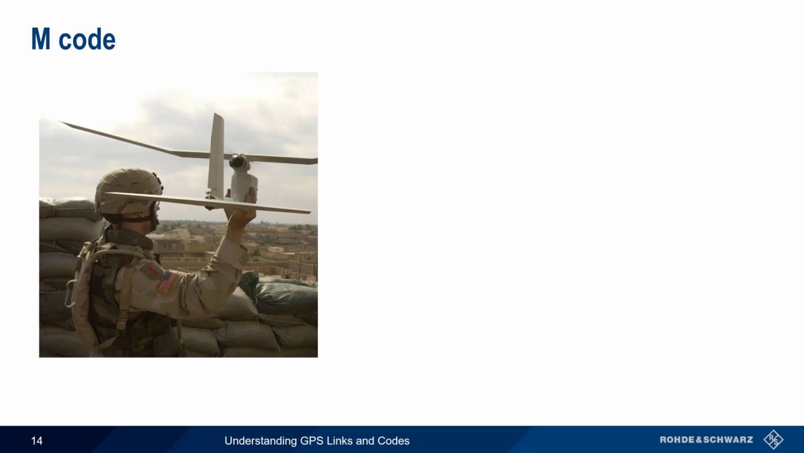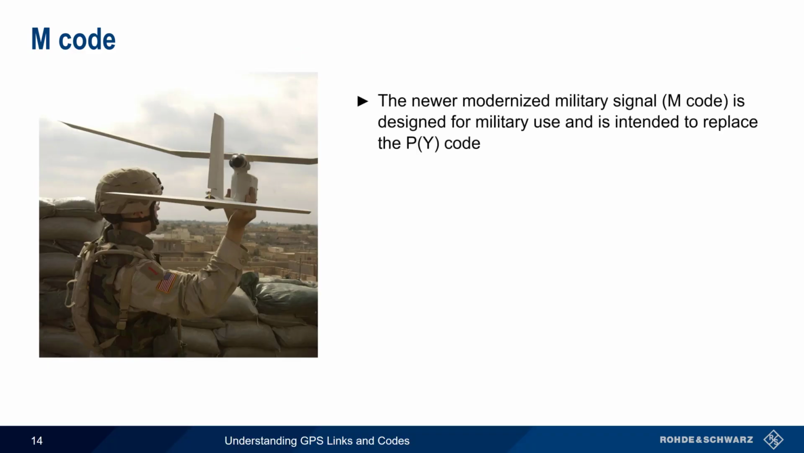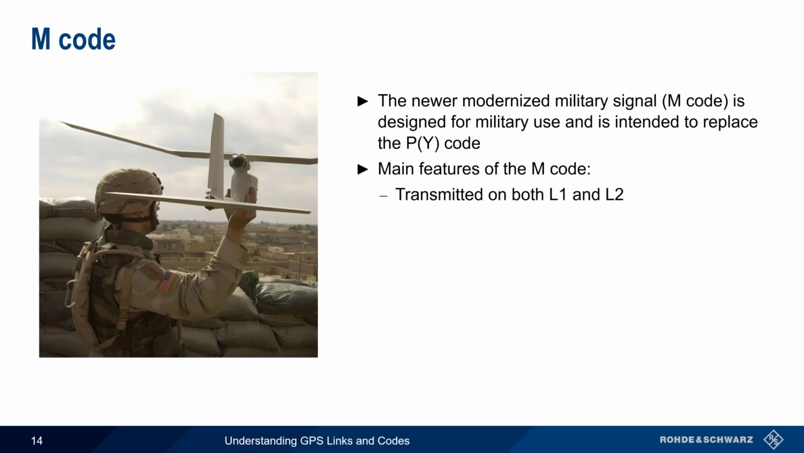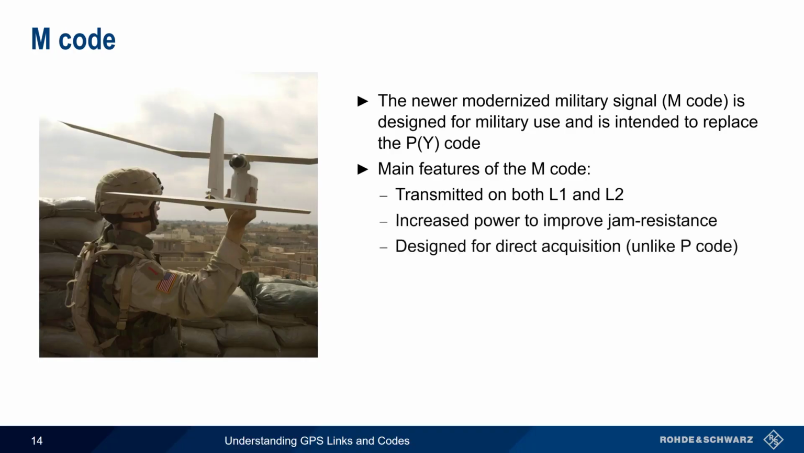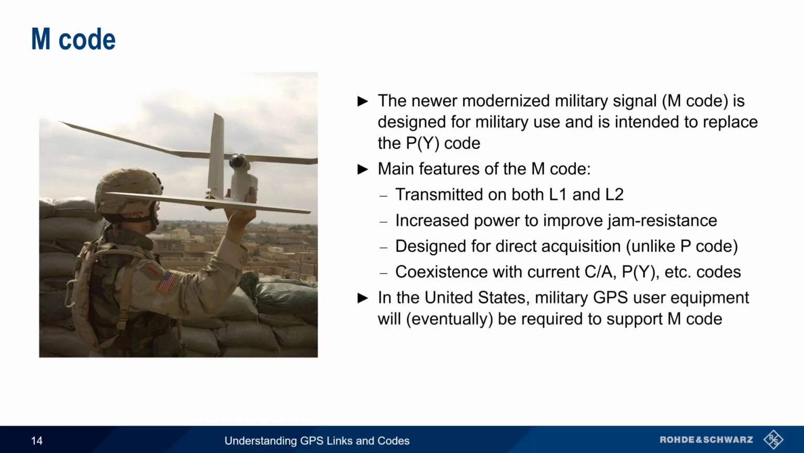P code has been around for a long time, and a newer code called M code is now being introduced to replace it. M code has several important features. It's transmitted on both L1 and L2, it has increased power to make it more jam resistant, it's designed for direct acquisition, and it's also designed to coexist with current GPS codes. In the United States, military GPS equipment will, eventually, be required to support M code.